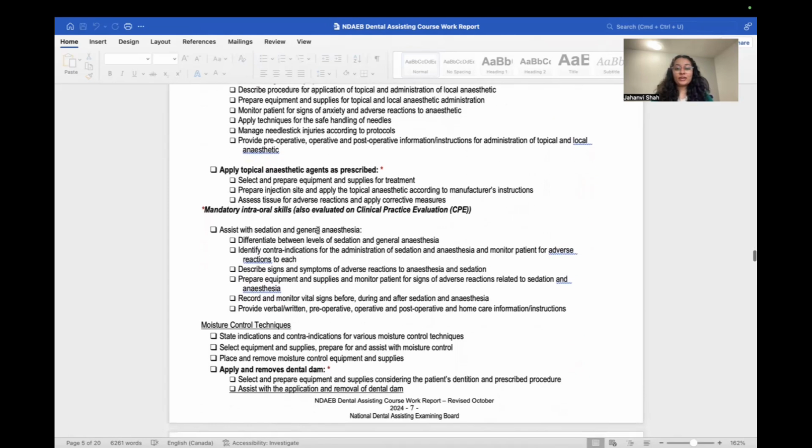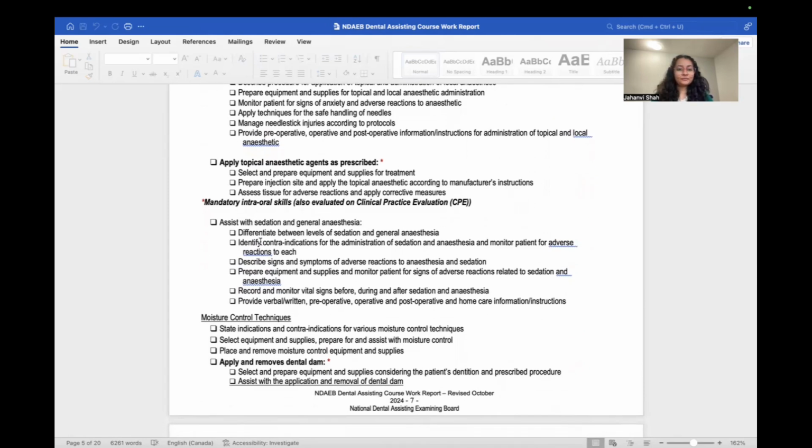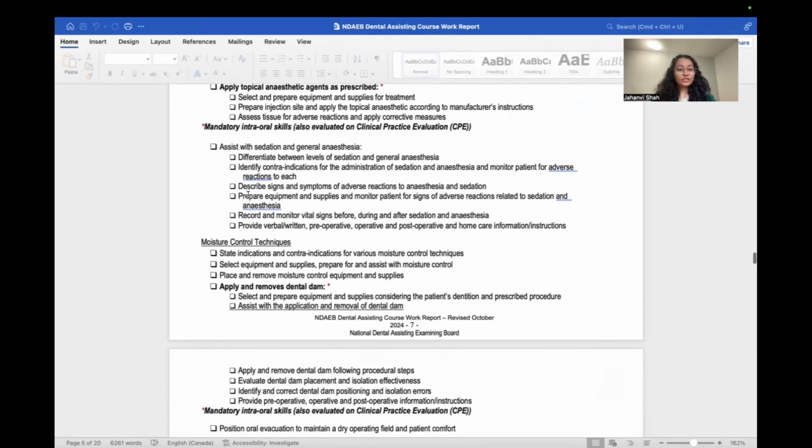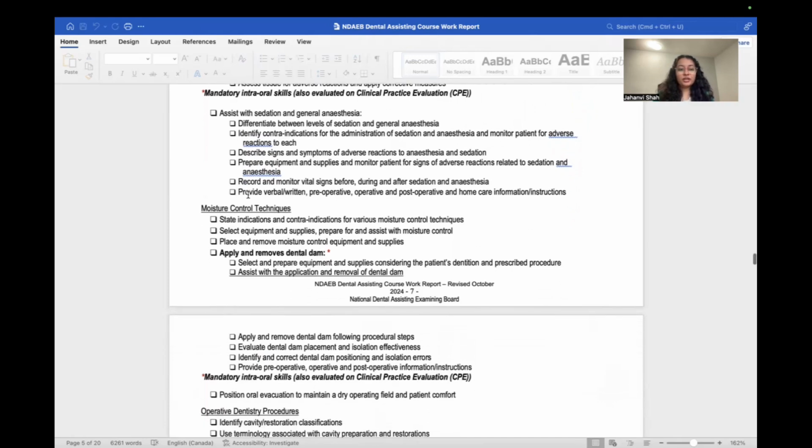Select and prepare equipment and supply for tray. This is one of the mandatory intraoral skills that is required, because this is also one of the skills that you are tested on. Of course, assisting with sedation and general anesthesia. Differentiate between the levels of sedation and general anesthesia. Describing signs and symptoms of adverse reactions to anesthesia and sedation.